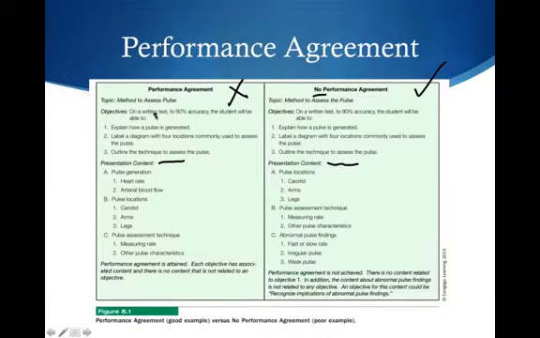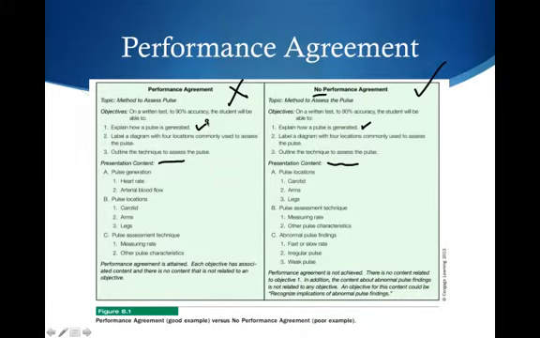Alright, so objectives. On a written test, to 90% accuracy, the student will be able to explain how a pulse is generated, label a diagram with 4 locations commonly used to assess the pulse, and outline the technique to assess the pulse. All of these are the same on both pages, the one with no performance agreement and the one with performance agreement, until where I drew this line. Now, here's where I bring note.